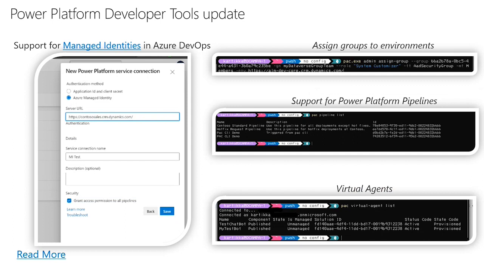Some more developer tools updates here. There's some additional features added. There are assigning support for managed identities in DevOps, assigning groups to environments, support for Power Platform pipelines, which we'll talk about a little bit more, and then also virtual agents. So lots of investment and new features coming on these developer tools to help automate the overall ALM process.